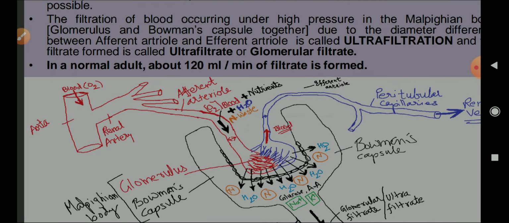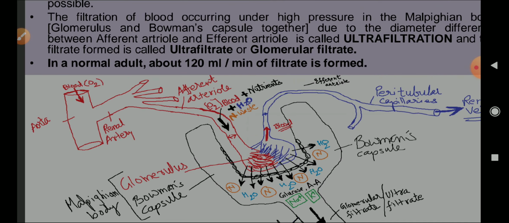You can see the figure that I have drawn. Aorta is there. Aorta supplies oxygenated blood, then aorta branches out and enters the kidney as renal artery. Renal artery divides into millions of afferent arterioles. Afferent arteriole supplies oxygenated blood, nutrients as well as water and nitrogenous waste.